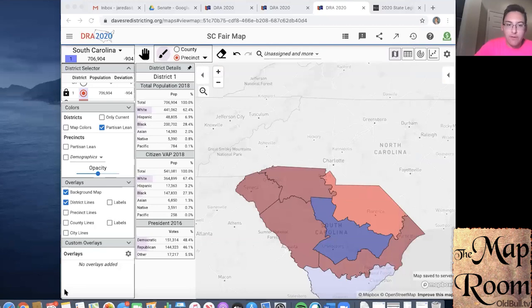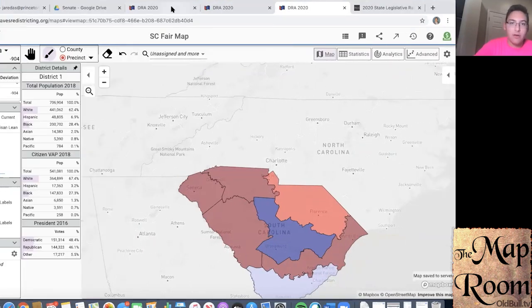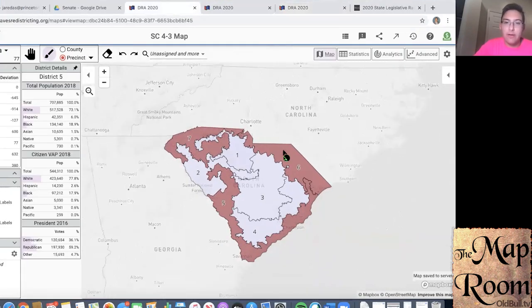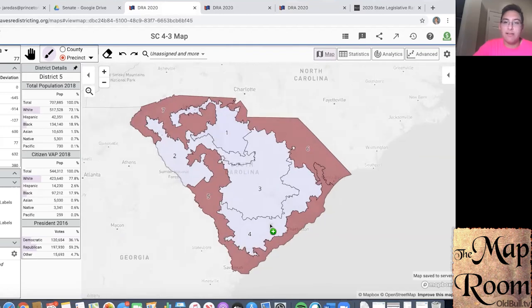Okay, so after Eric's explanation, I wanted to drive home a few points through some of the maps I made on Dave's redistricting. So I'm going to share my screen again. I just want to show you a few short things rather quickly. First, I have a 4-3 congressional map. It's not supposed to be realistic in any sense, but really what it shows is that land is not voted.